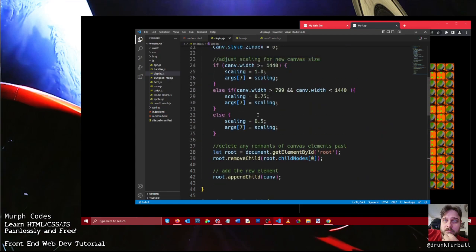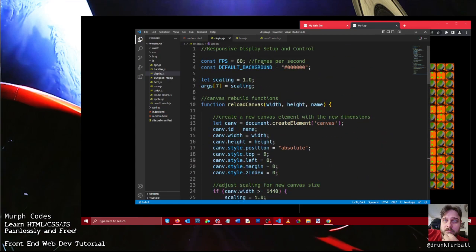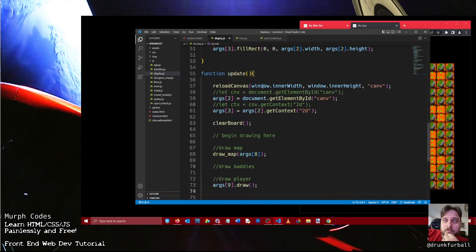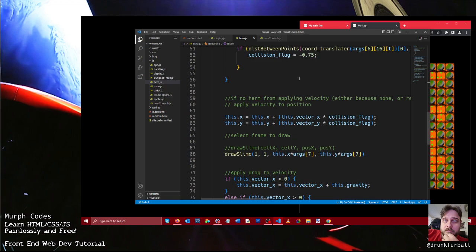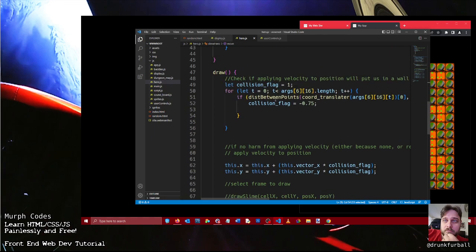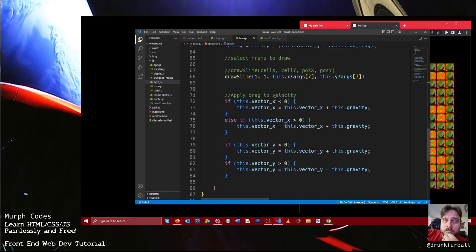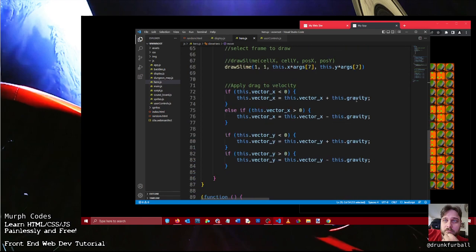Is that what we're at? 60 times a second? Yeah, 60 frames per second. That's how often we're having to draw our hero. That's how often this gets called. And if you come down here where we apply drag to our velocity, all this does is it checks for various values of our x and y vectors. Because remember, negative vectors means it's moving in a certain direction. Positive means it's moving in a different direction. 0 is standing still.